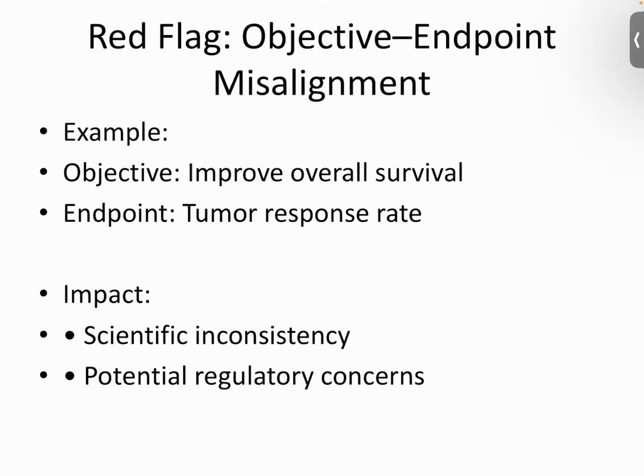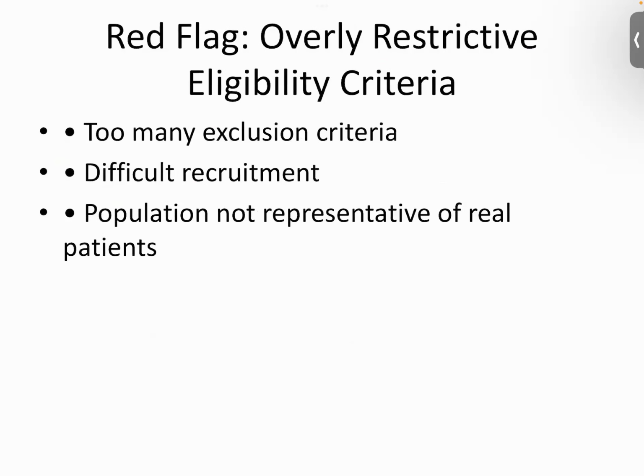Now another red flag or misalignment happens when you are fixing your objectives. Sometimes there are too many goals, too many primary goals, but that is not correct. Especially if you have seen in the cancer trials, they keep on adding. Keep the goals minimum. Too many exclusion criteria. What happens if there are too many exclusion criteria? Then enrollment is difficult.